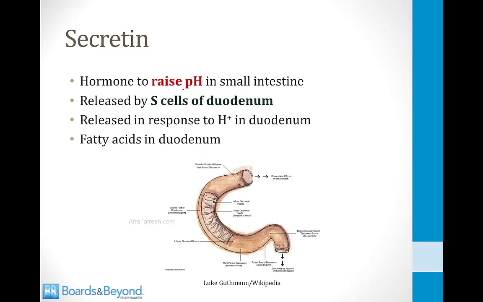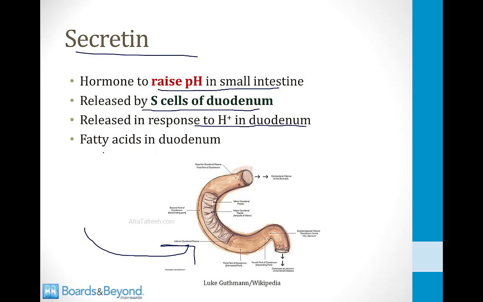Our next GI hormone is secretin, and secretin's job is to raise the pH in the small intestine. It's released by S cells of the duodenum. I've shown you a picture of the duodenum here to remind you of that. And it's released in response to protons in the duodenum and also to fatty acids in the duodenum. The duodenum likes to have a relatively normal pH, much higher than the pH in the stomach.